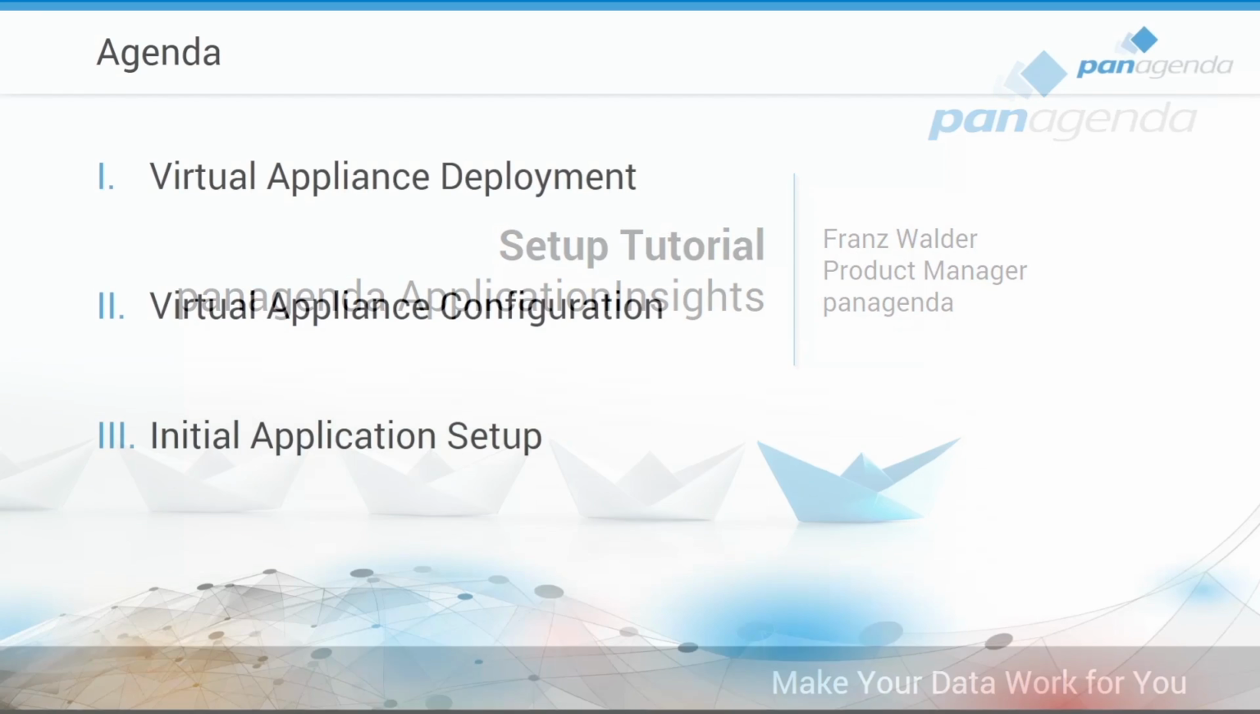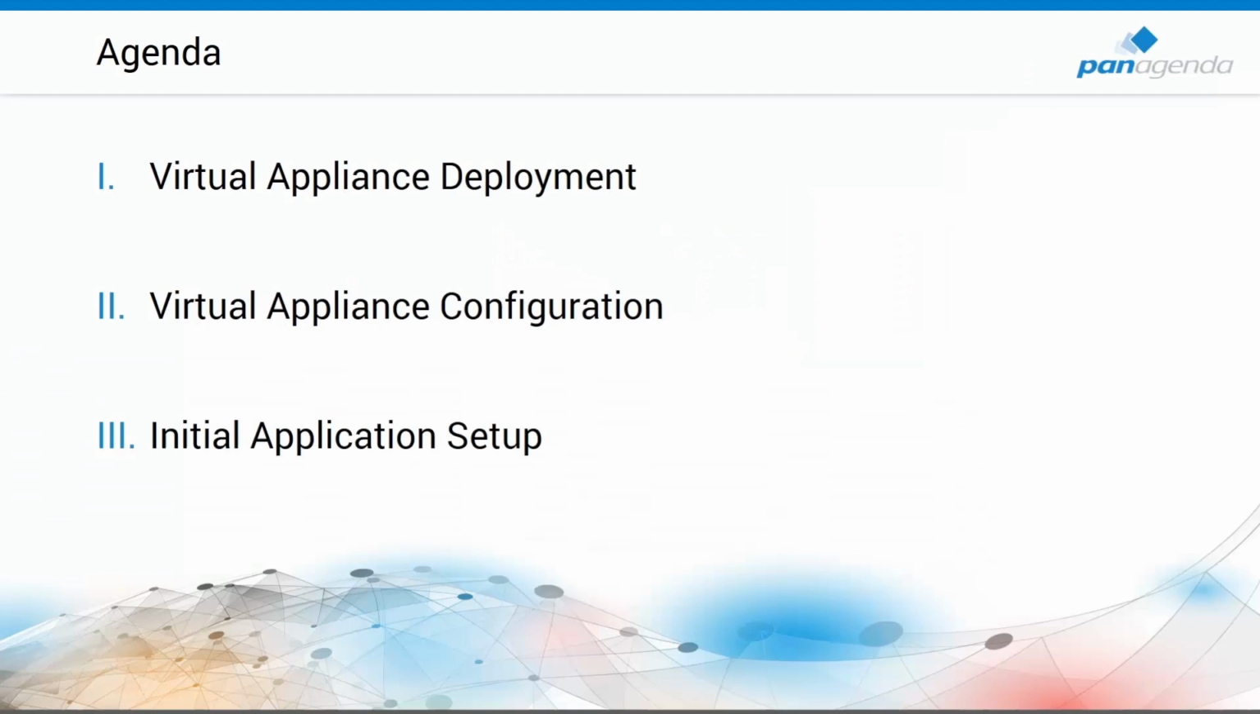Today I will guide you through a couple of steps that are required when setting up the Application Insights appliance. We're going to start with deploying the actual virtual appliance in 3 different systems. Then we're going to continue setting up the virtual appliance, setting time zone settings, network settings, so the basic setup that's required to run the virtual machine. And we will conclude with the initial application setup. We're going to configure the application so it collects everything that is required for continuous operation.